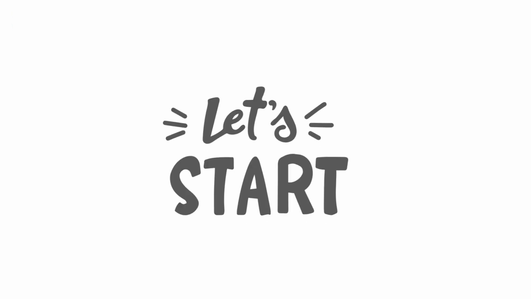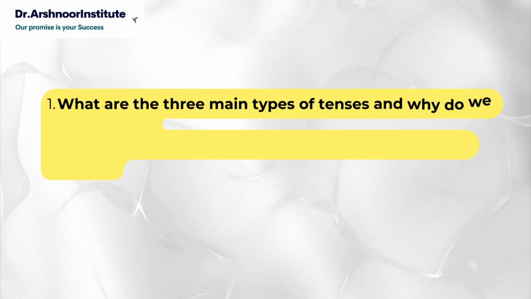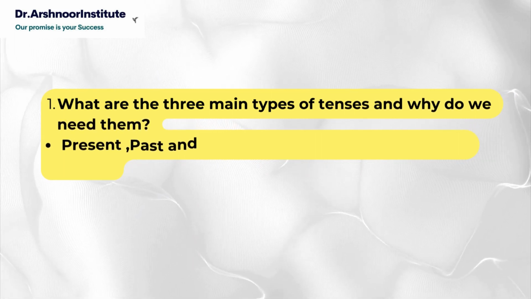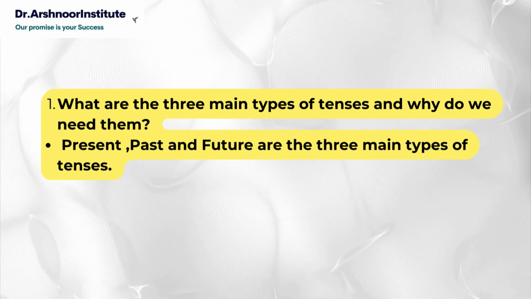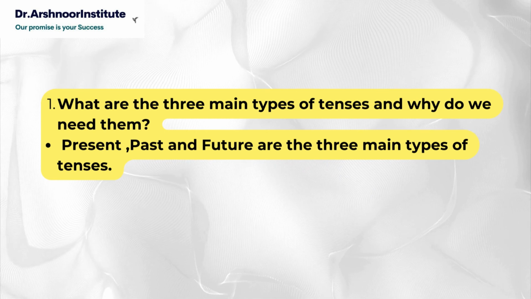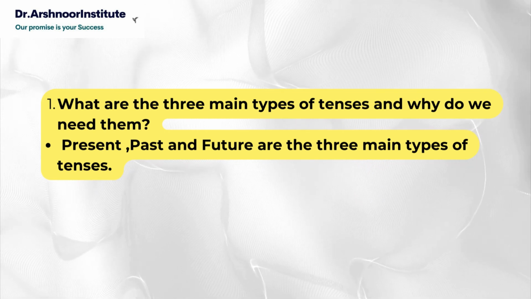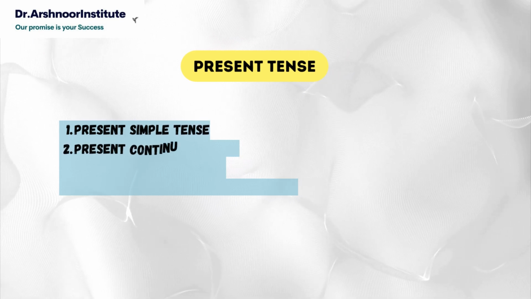Let's start the video. First, we will go through some examples of how and when to use active and passive voices. But before that, we have to have a look at the tenses. We know there are three major tenses: present, past and future. Each has four subparts. We will start with the present tense first.